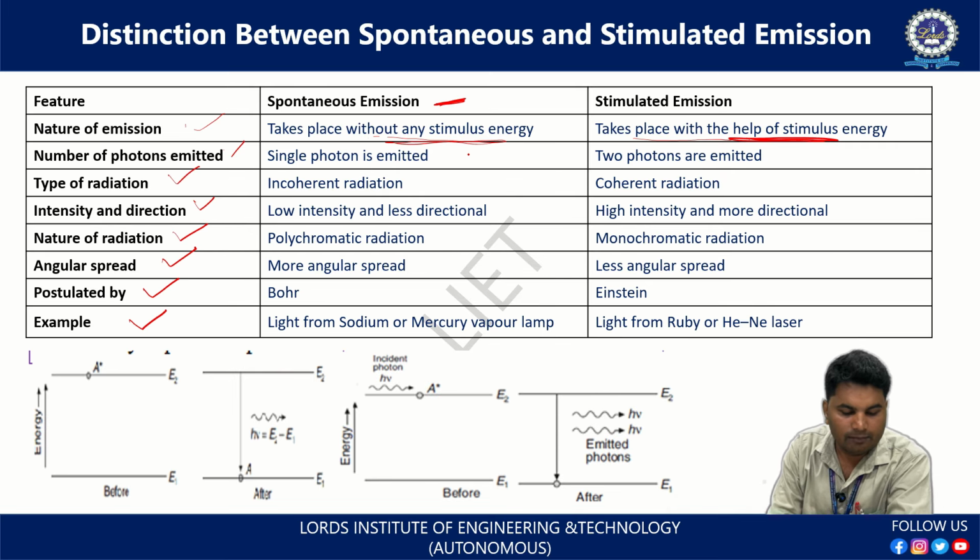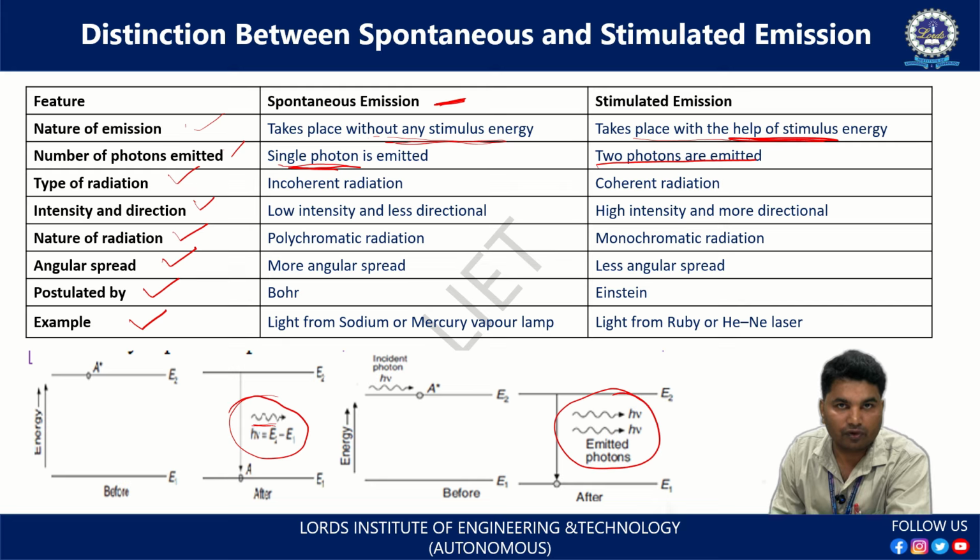Let's see the second point, which is giving a notation on number of photons emitted. In case of spontaneous emission, only a single photon is emitted. As you can see in the diagram here, we are discussing the case of spontaneous emission where only a single photon is being emitted. Whereas in case of stimulated emission, two photons are emitted. So if you see the diagram here, you will be able to observe that the two photons which are in phase with each other are moving from the phenomena.